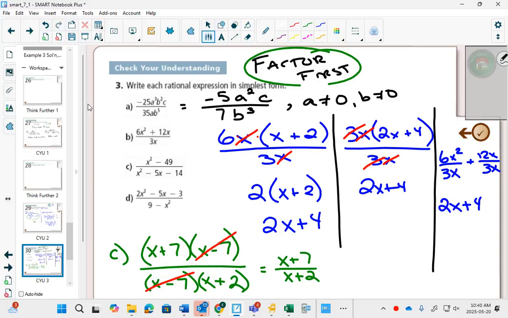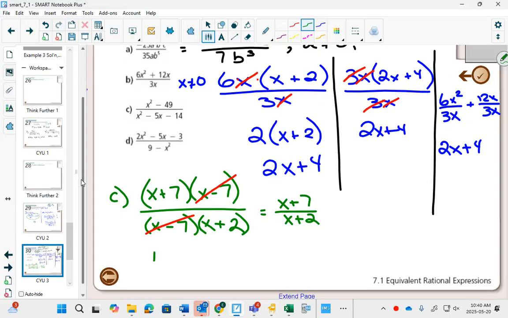I'll be very explicit. I'll say simplify and list the non-permissible values, or I'll make part A list all the non-permissible values, part B simplify it. But that's the reason why in the first one they wrote those. In the second one they would have written x can't equal 0. And in the third one there are 2 non-permissible values. X can't equal 7, and x can't equal negative 2.